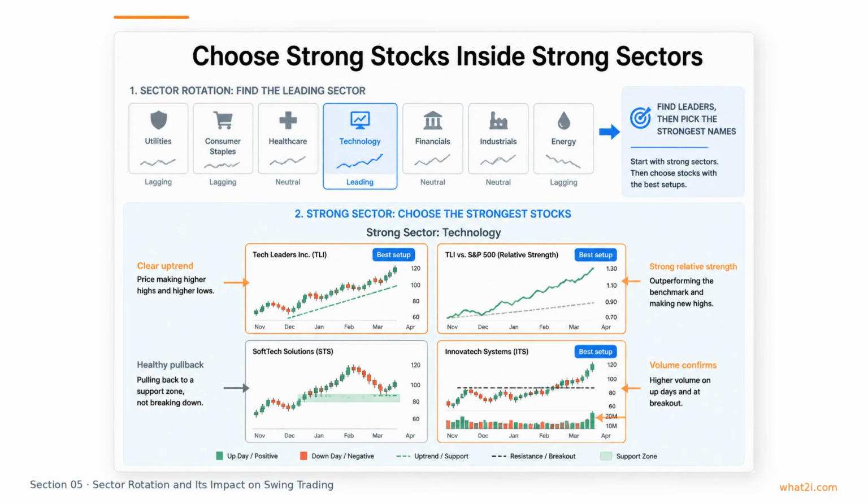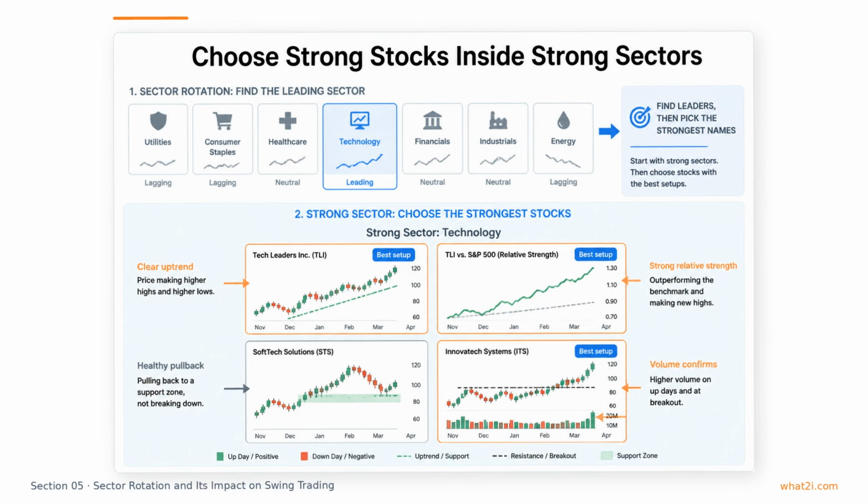Once you identify a leading sector, the next step is to find the best stocks inside it. Not every stock in a strong group will behave equally well, so you still want names with clean uptrends, rising relative strength, and constructive pullbacks instead of sloppy breakdowns. Healthy setups often show support holding and volume increasing on up days or on breakouts. This helps you avoid buying the weakest member of the strong group just because the sector itself looks good.